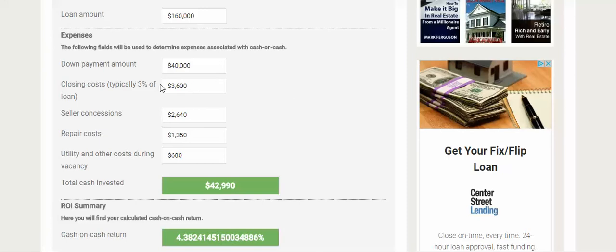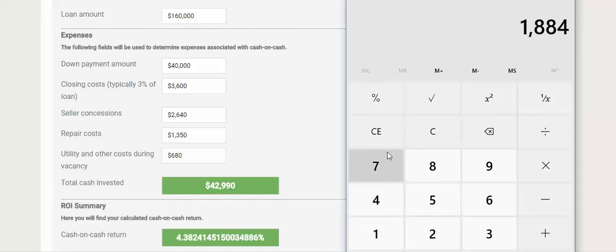Closing costs. So closing costs are typically 2 to 4% of the loan. Those are loan costs, title costs, things like that. They can vary from state to state, but we'll assume it's 2% here. We'll go on the low side. So you take your loan amount times 2%, $3,200.